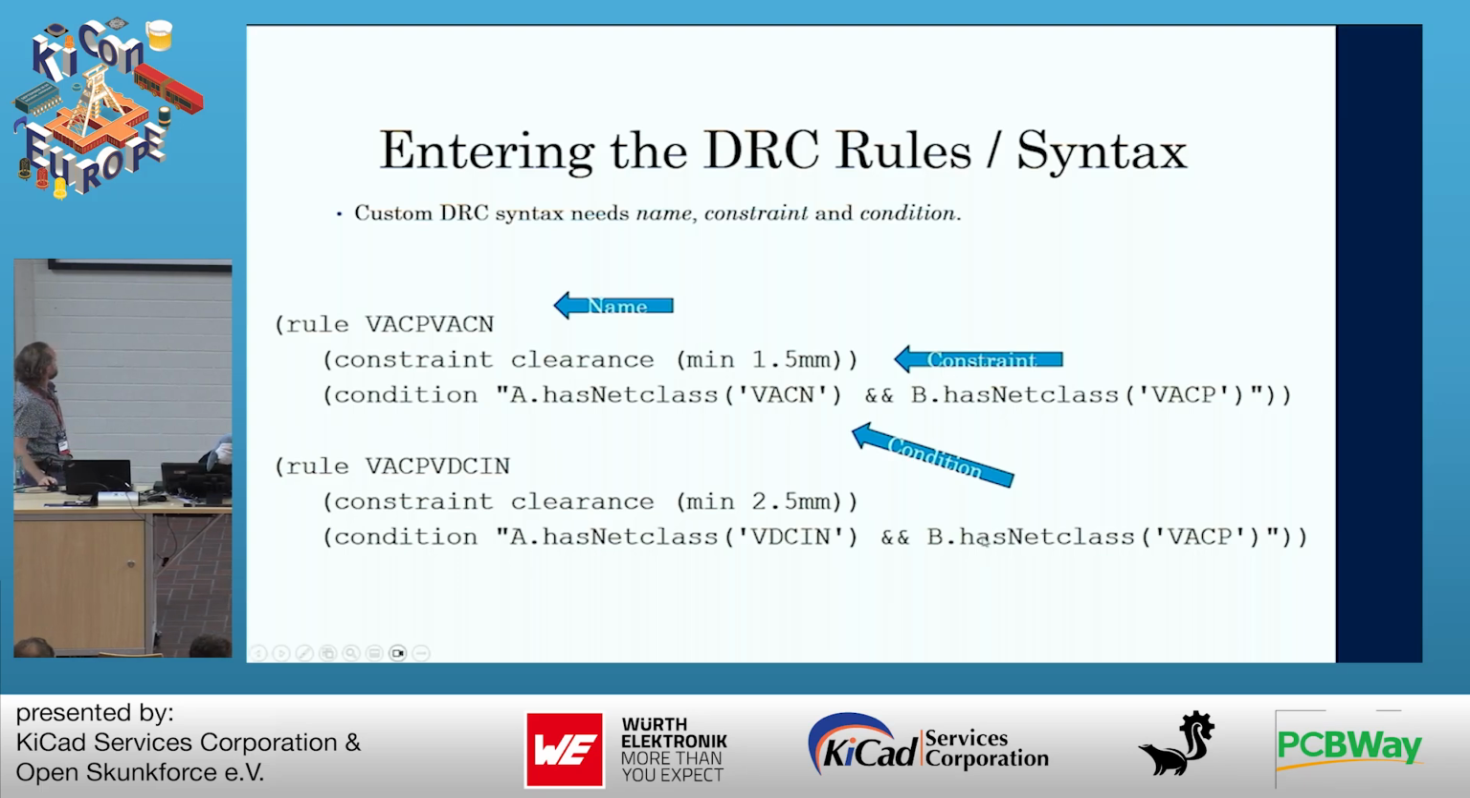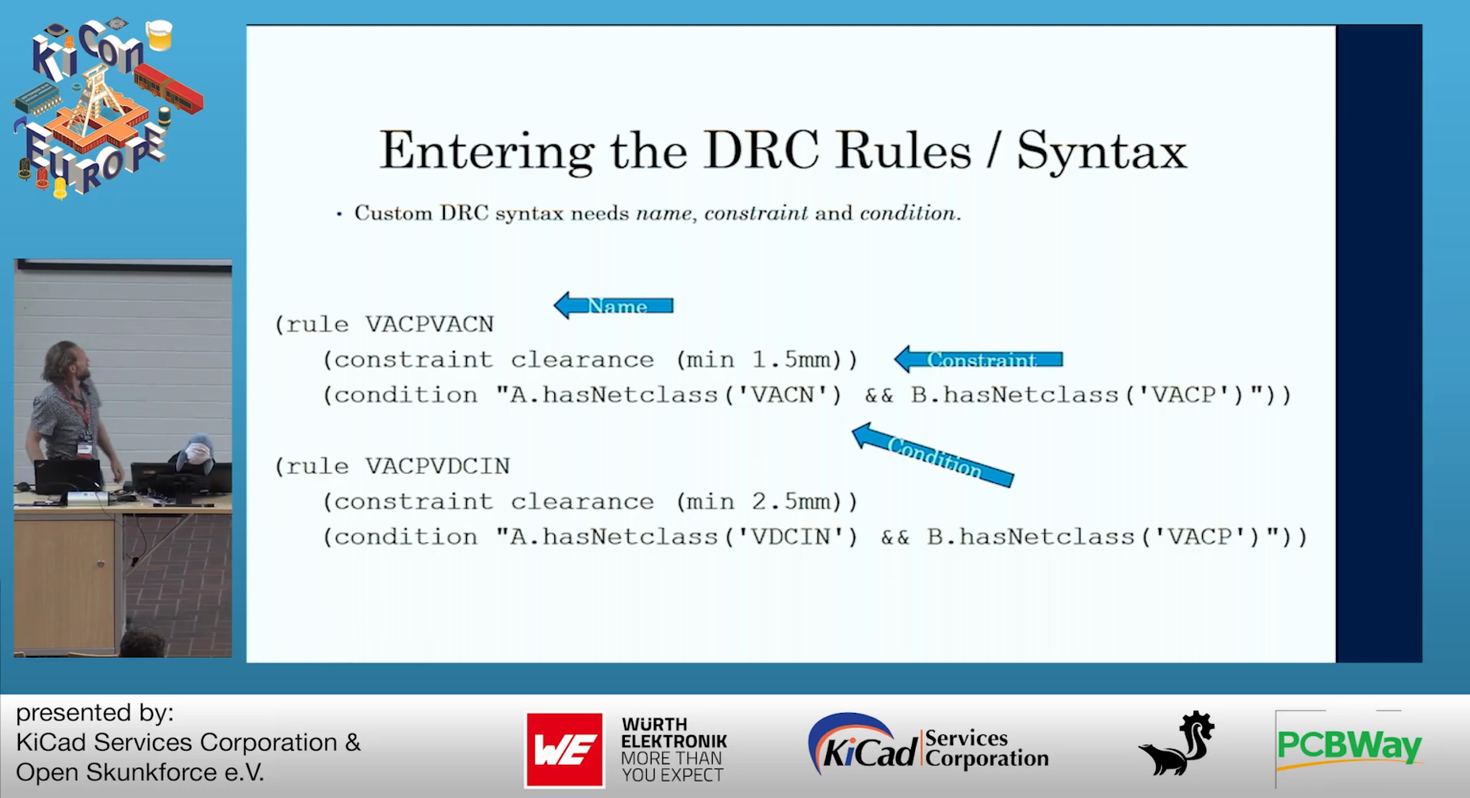Let's take another example. You have one element that is a member of the BDCN class, and you have another that is a member of the VACP class. That's a condition. So whenever that happens, you set the constraint that the clearance between those two is 2.5 millimeters. Again, that number is taken from the spreadsheet that we created. And then you just give it a name that you find suitable. It's good to give it a name so that you can recognize what's going on.